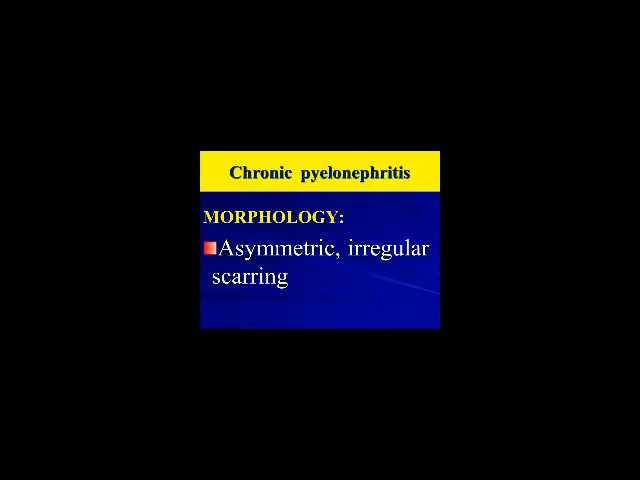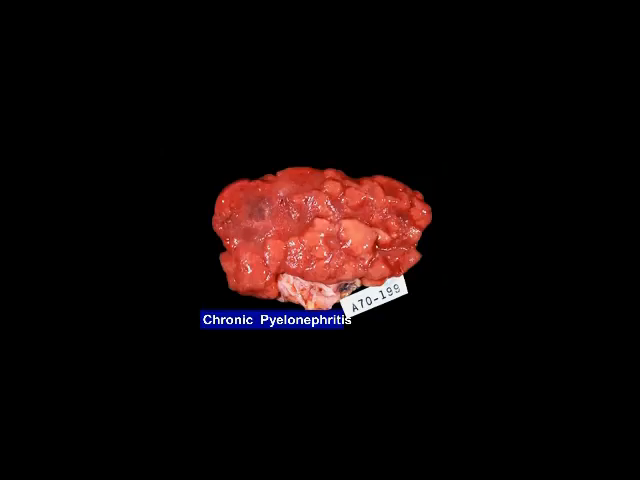Morphologically, on gross examination, the main feature is asymmetrical irregular scarring of the kidney. Now, this feature is demonstrated as irregular surface of the kidney. Kidney, due to scarring, its surface has become irregular. Now, this is to be differentiated from scarring due to chronic glomerulonephritis, another condition that we will study later. In that case, there is very uniform distribution of scarring. But in chronic pyelonephritis, scars are irregular in appearance.